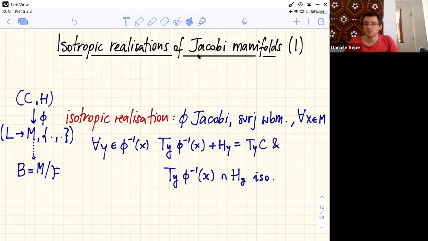Okay, it's a surjective submersion, it's the same thing. And now you want to say that the fibers are isotropic. But it turns out that the right analog of the Poisson case is this case: the fibers are transverse. So the first condition is that the fibers are transverse to the contact distribution, and the intersection with the contact distribution is isotropic.